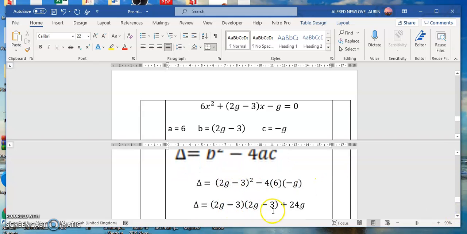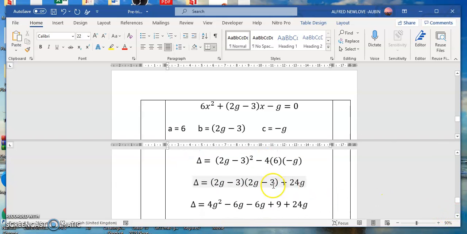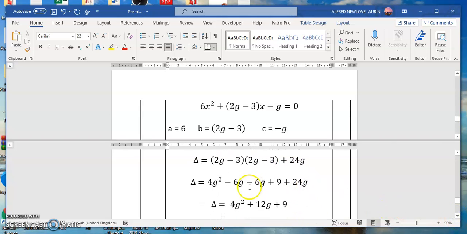And if you expand this, you need to write it again in this form for us to expand. So this is going to multiply that to give us 4j squared. This will multiply that to give us minus j. This will multiply that to give us minus 6j. And this will multiply that to give us what? Plus j. Then you have your 24j. Then if you simplify this, we'll still have our 4j squared minus 6 minus 6j plus 24j. They are like terms, so it's going to give us what? 12j.